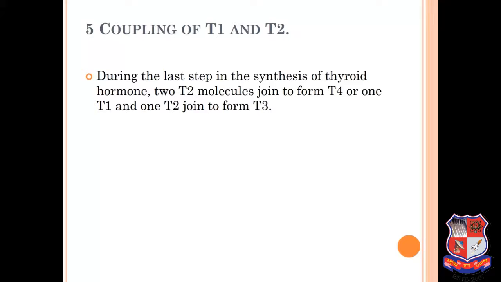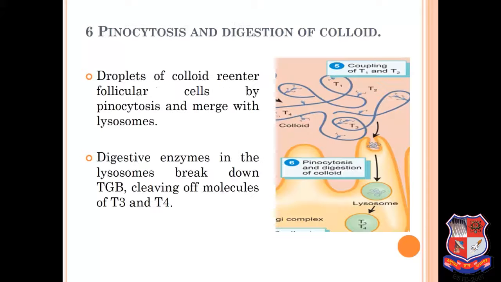Now the fifth step is coupling of T1 and T2, monoiodotyrosine and diiodotyrosine. During the last steps in the synthesis of thyroid hormones, two T2 molecules join to form T4, and one T1 and one T2 join to form T3. The sixth step is pinocytosis and digestion of colloid. Droplets of colloid re-enter the follicular cells by pinocytosis.